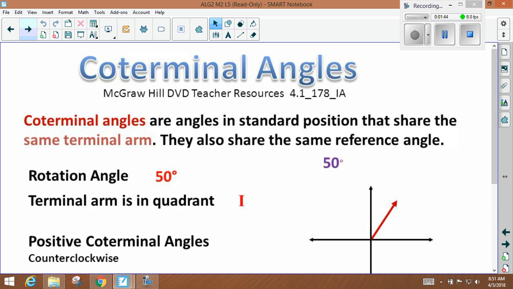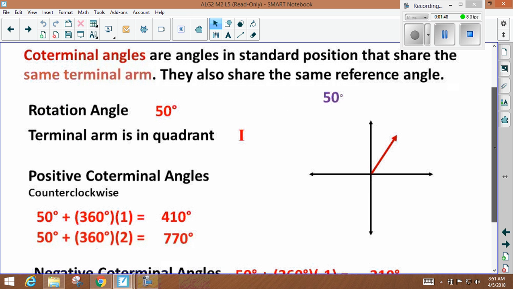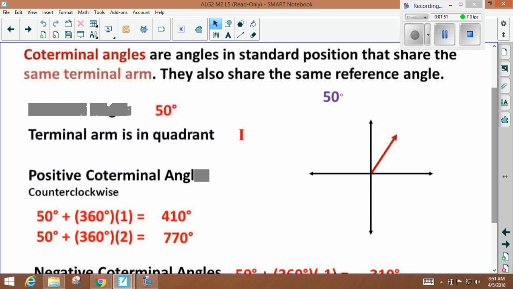Okay. Hey, coterminal angles is actually quite important. I'm going to use this term a lot. So go ahead and write that bad boy down, and then I'll explain it.